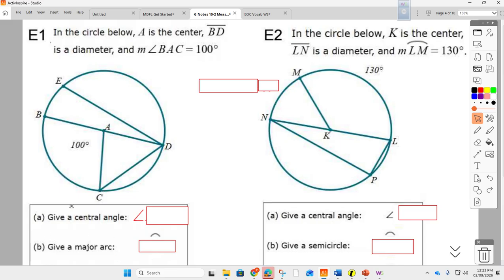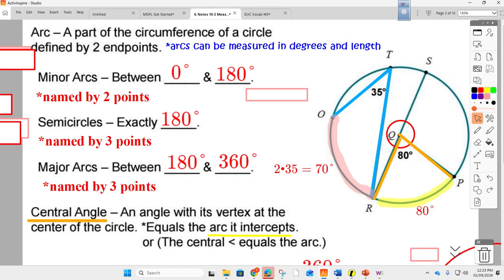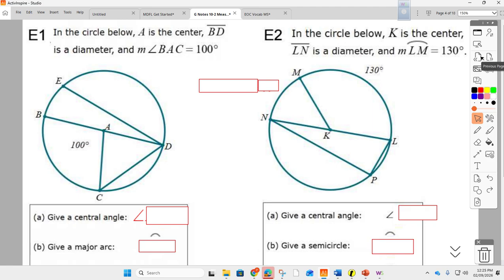So we have to know those things. So can anyone give me a central angle in circle A? Can you give me a central angle in circle A? Darren? No. Can you give me a central angle from circle A? So let's look back at your definitions. If you're stumped, central angle is an angle with its vertex at the center of the circle. So where the vertex is where the two sides of the angles meet. All right, so look at circle A, Darren. This is the center. Can you give me an angle whose vertex is A?